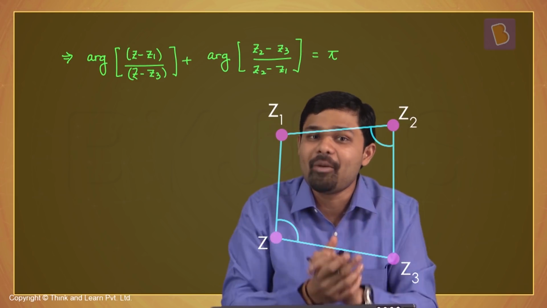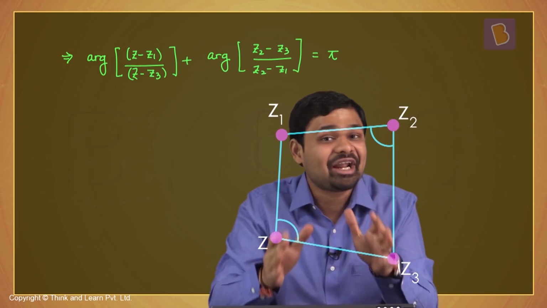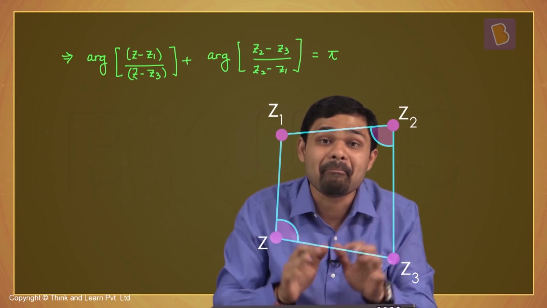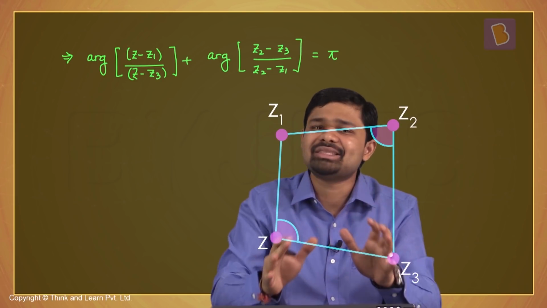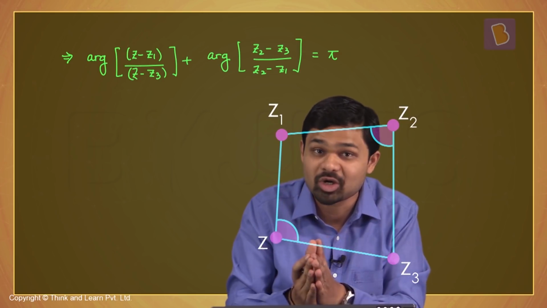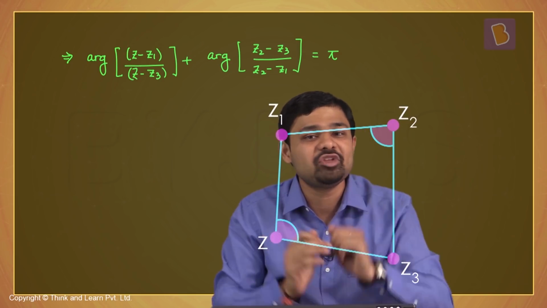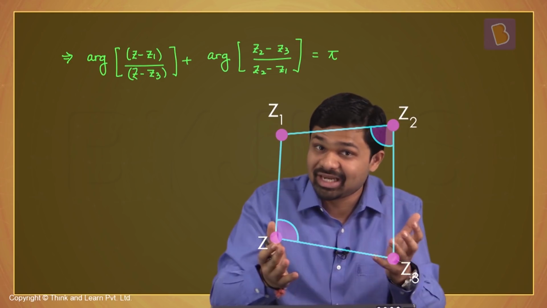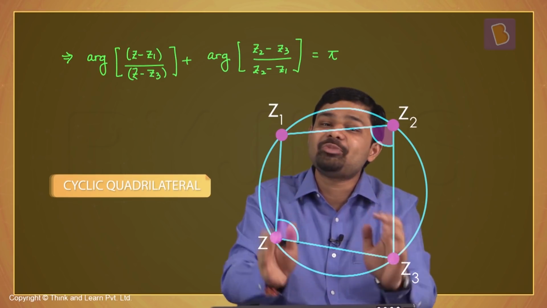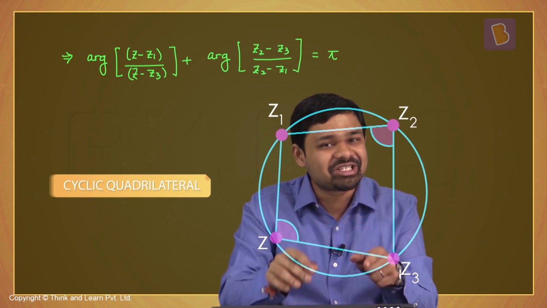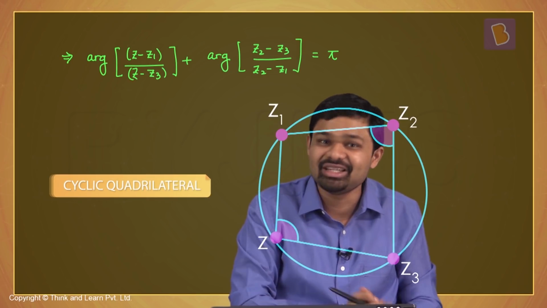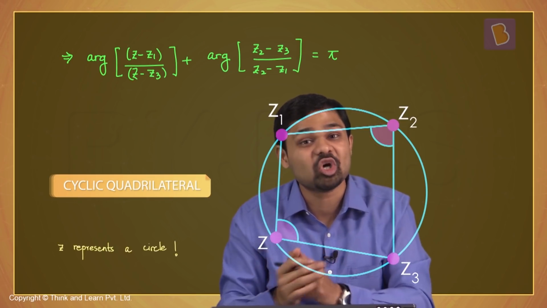Now these 4 complex numbers form a quadrilateral, and according to our statement, these 2 angles add up to give pi. Now when will this happen? When will a situation arise wherein there are 4 points which form a quadrilateral and the sum of the opposite angles is 180 degrees? It has to be a cyclic quadrilateral, which means that quadrilateral has to be inscribed inside a circle, which means point z, the complex number z, actually lies on a circle and not a straight line. So this option is also false.